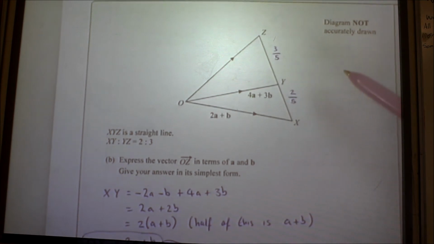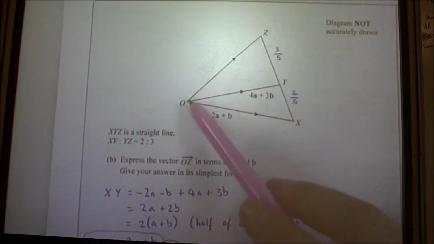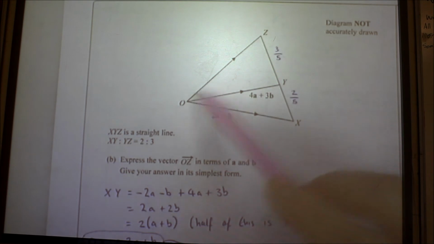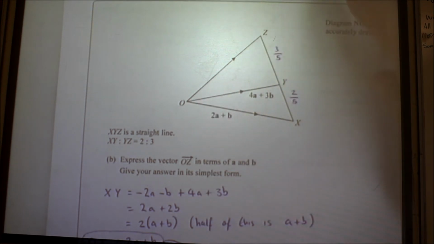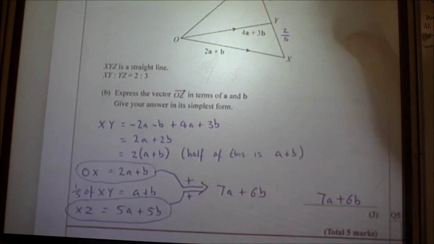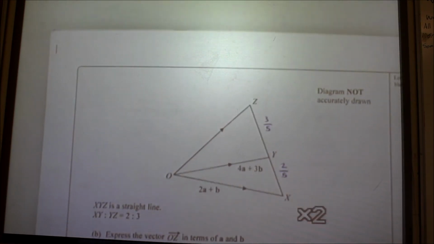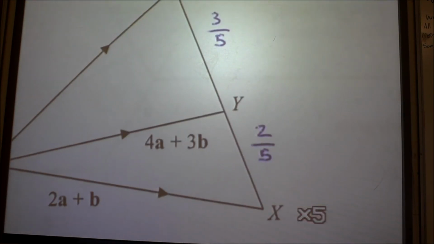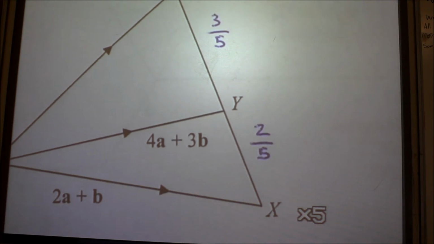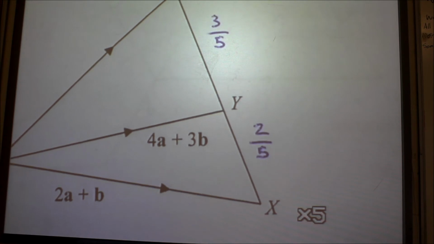Express the vector OZ in terms of a and b. Let's try and work through what we've done. We are told that those lengths here are in the ratio of 3 to 2 again, so that's why it's 3/5 and 2/5, because if it's 3 to 2, that's 5 parts altogether, so it's split into fifths.